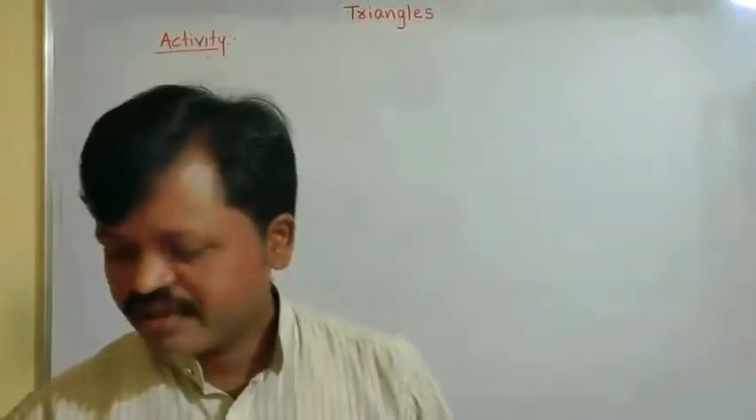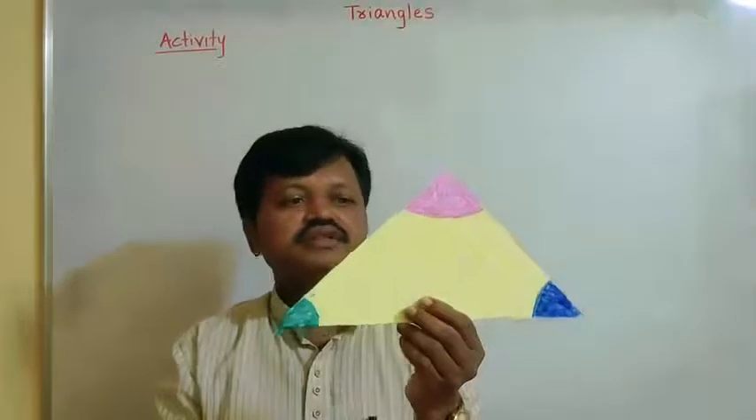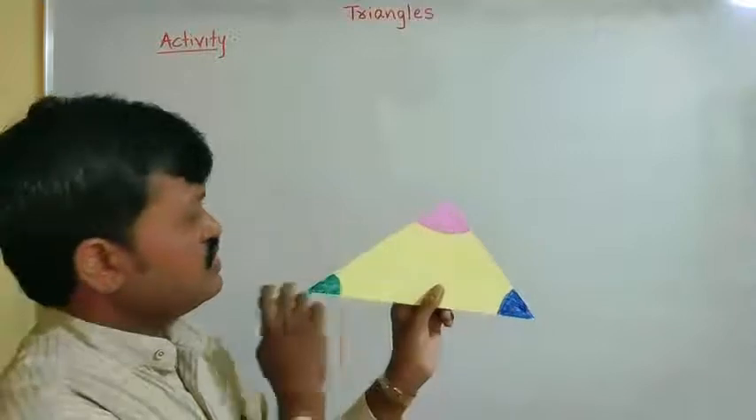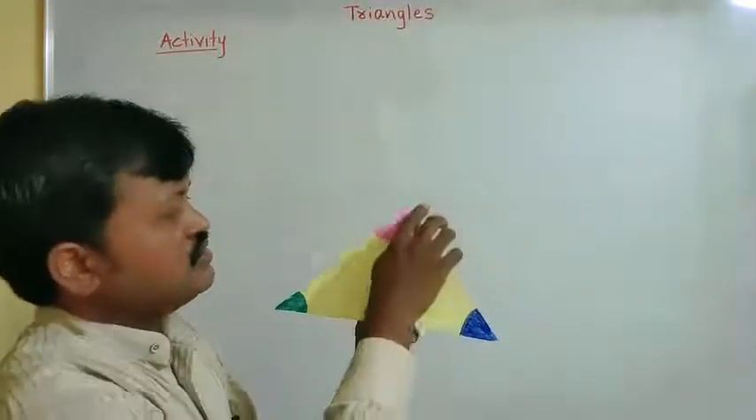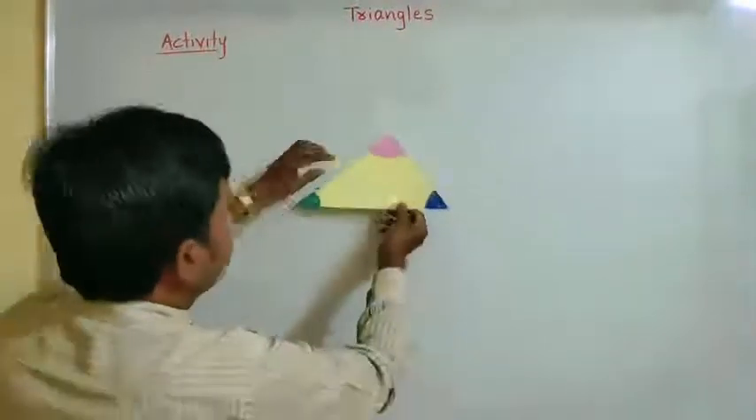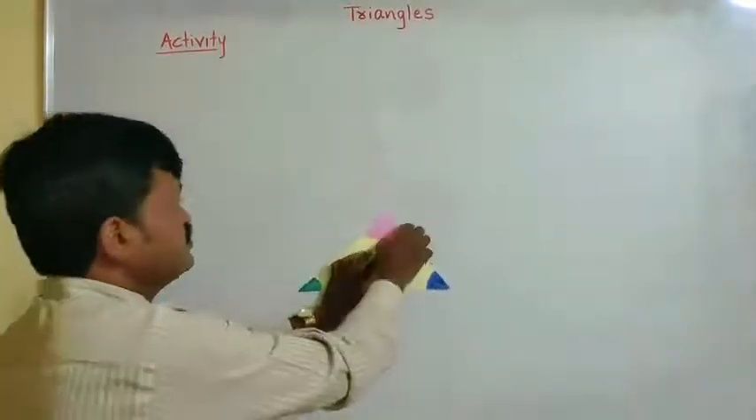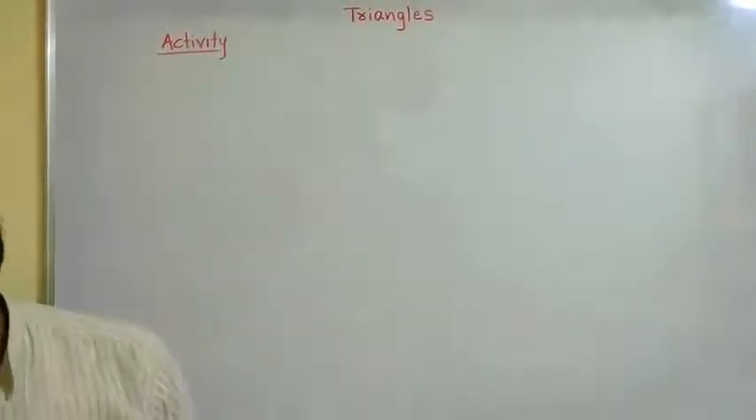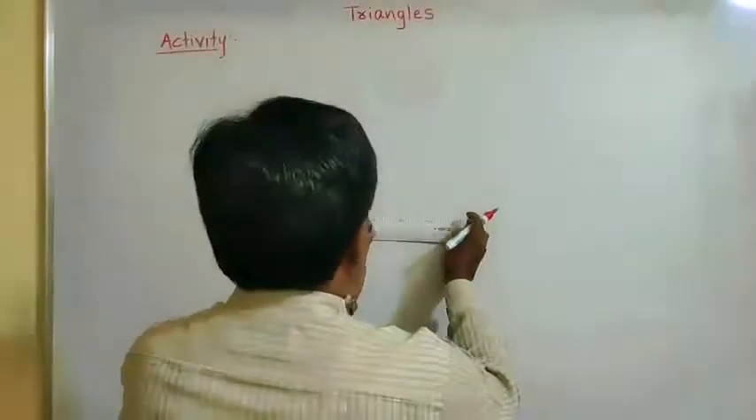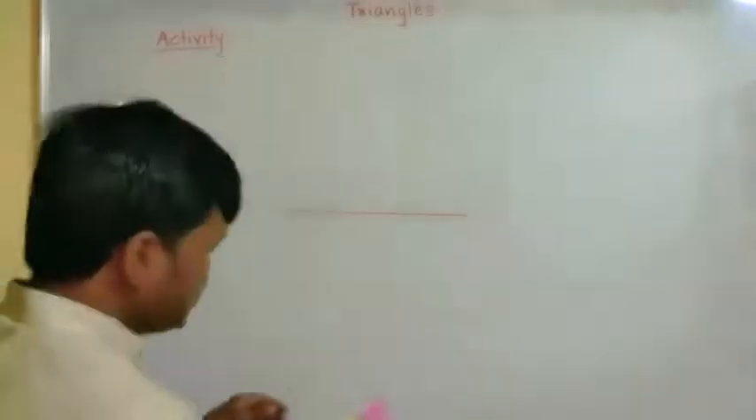Look here, I take here one triangle and color these triangles as like this. In this there are three angles, 1 2 3, but on the exterior side of the triangle there are many angles. Which are they? So look here. So for that I do here one activity, but before this, for this activity I draw here one line. And do this activity as like this.